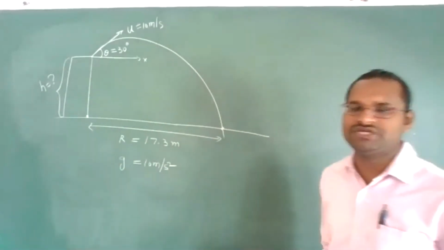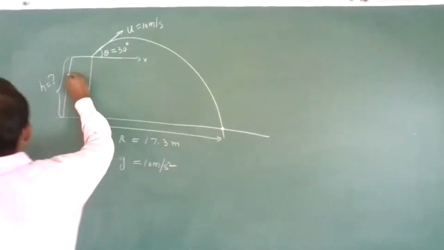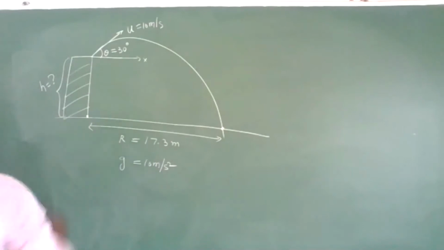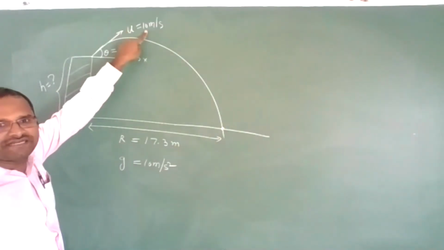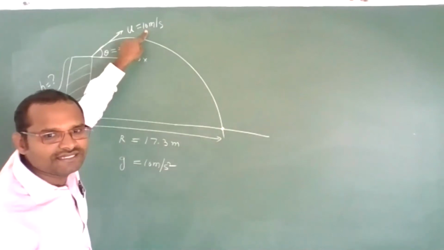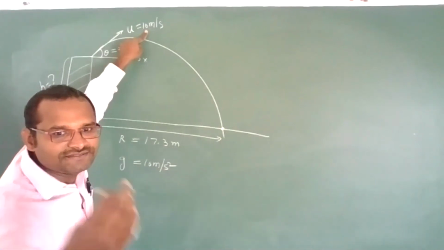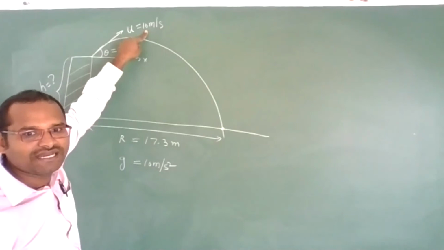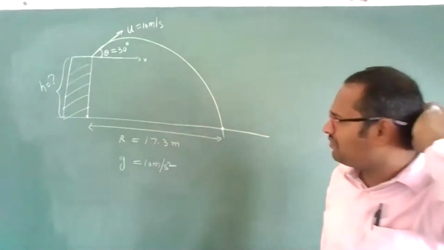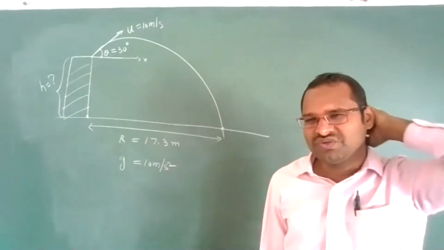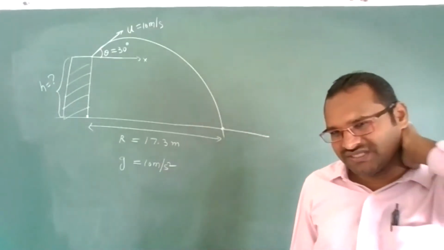So this is the situation. This is the tower. From this tower, a body is projected like this with 10 meter per second velocity. You should not use that formula, tan theta equal to 4h by R.